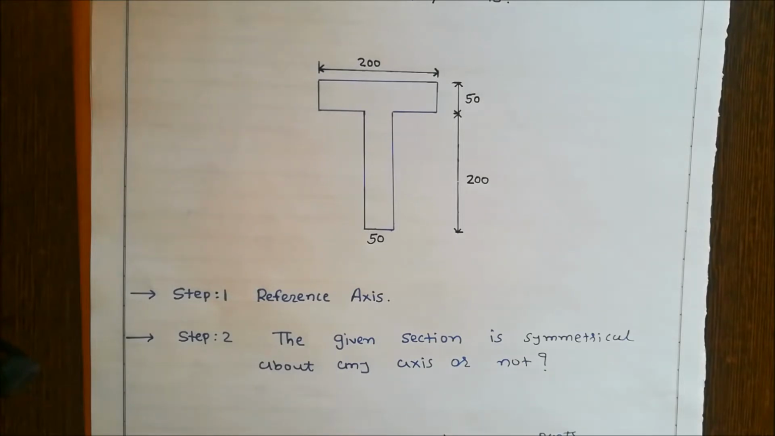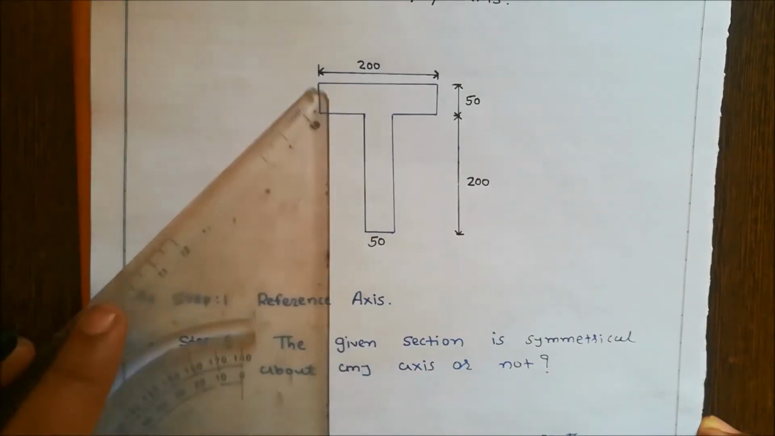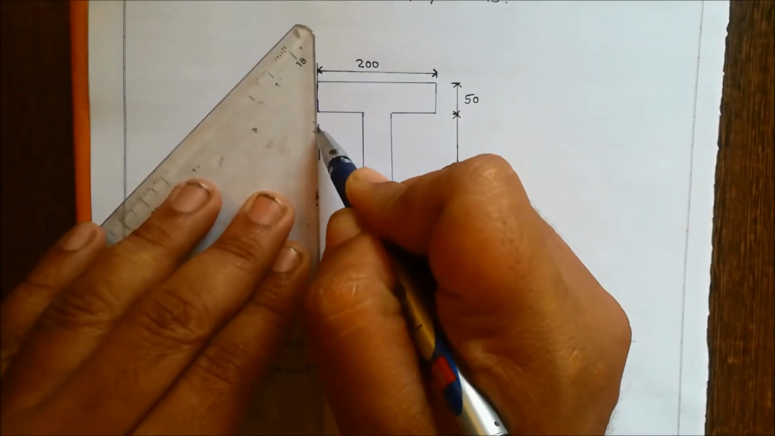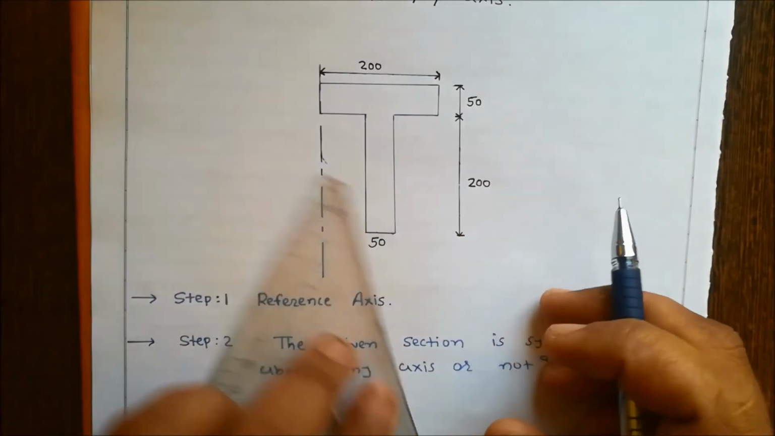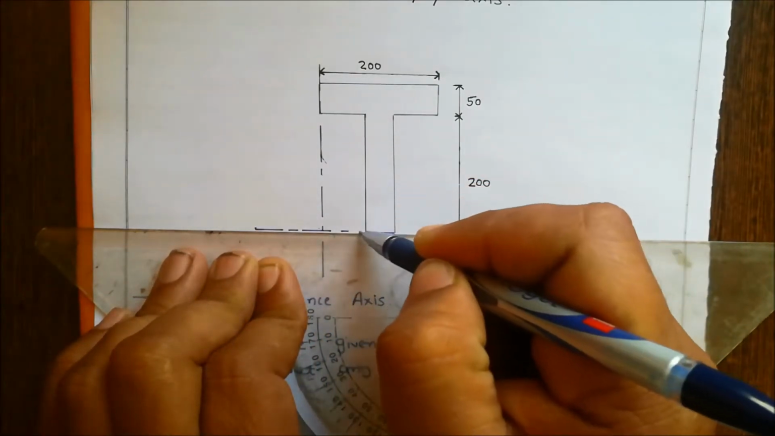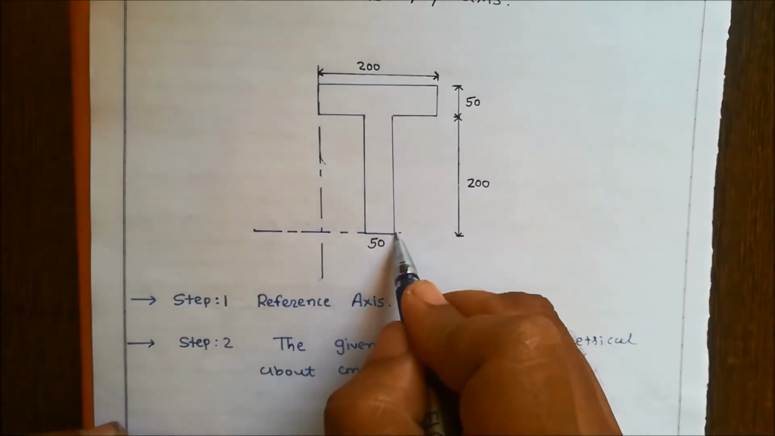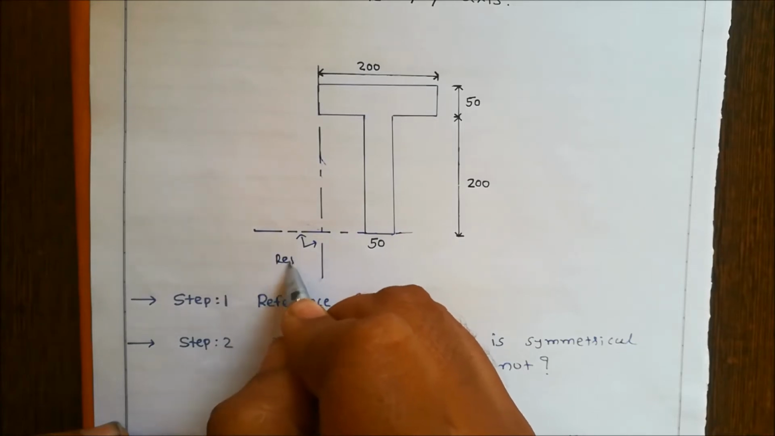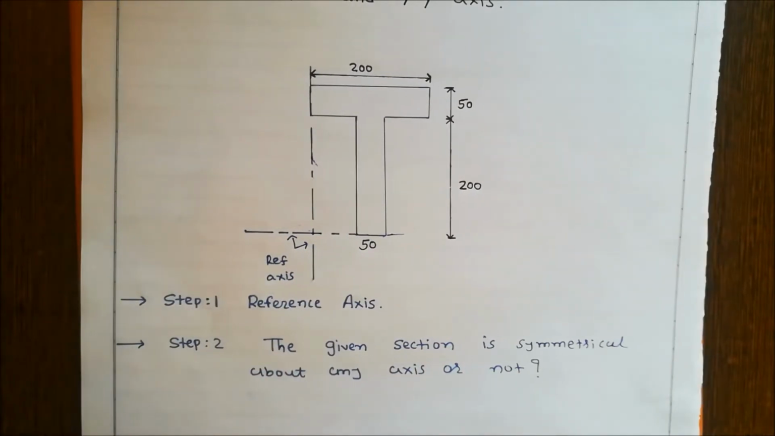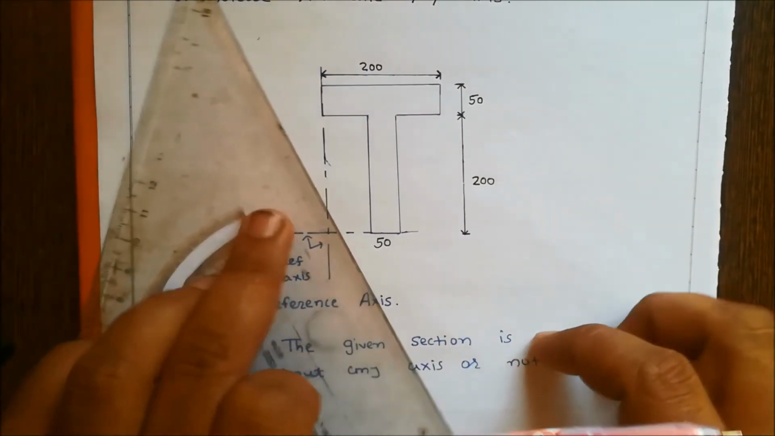In step number one, indicate the reference axis. What is the meaning of reference axis? Reference axis means the axis from which we indicate x bar and y bar. Generally, we indicate the reference axis from the left side of the section. This is the left side of the section, and the bottom side of the section. So this is the reference axis. From this axis we indicate x bar and y bar. Generally, the reference axis is the left side of the section and the bottom of the section.